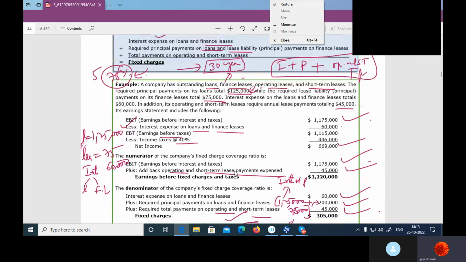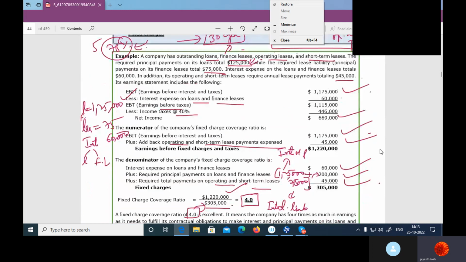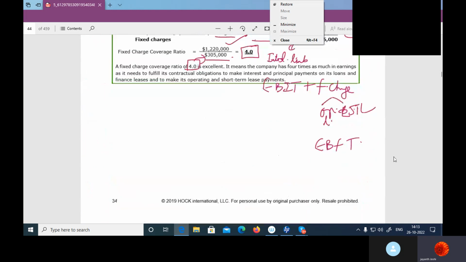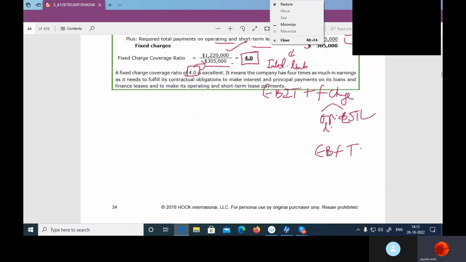So finish this one. Tomorrow we'll take cash flow to fixed charges, and there are 2 more ratios which I have to explain to you. So tomorrow is the conclusion class. It will take 30 minutes for all this, and for the rest of the 30 minutes we'll try to do some questions. Yes, tomorrow itself. Fine.